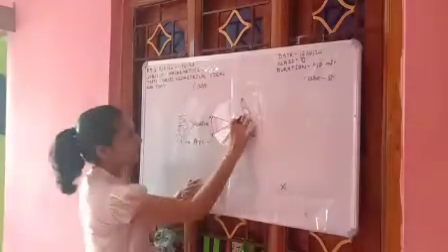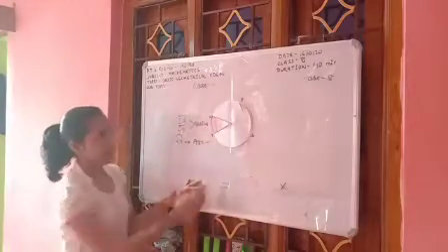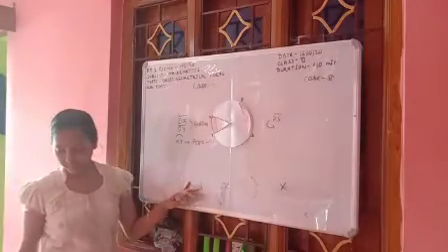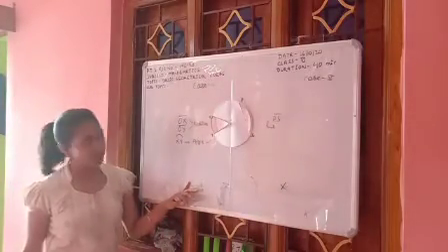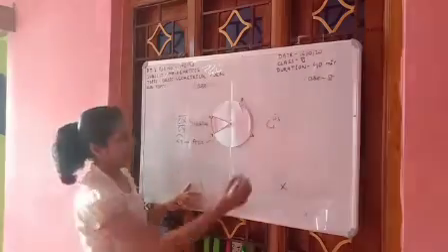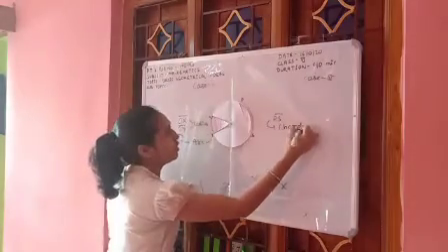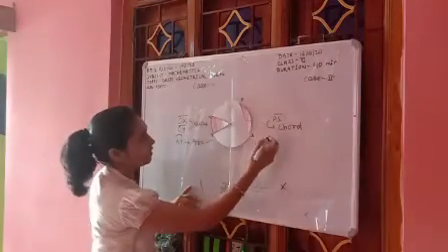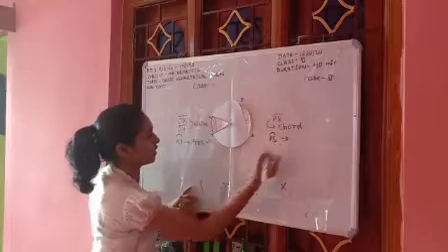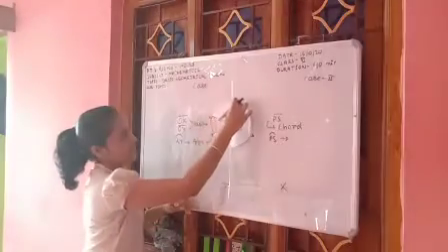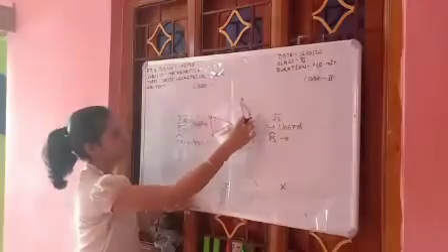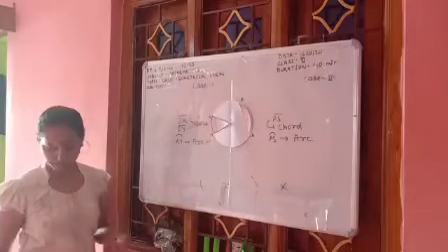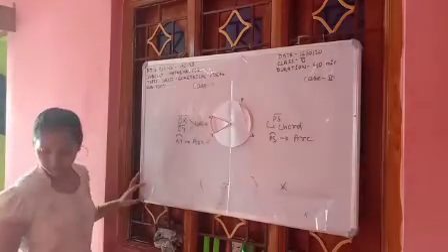Then look here. This shape is made up of PS. PS is what? It is the chord of this circle. This is not a radius. Yes, very good. This is the chord of the circle. And this part, PS, is the arc of the circle.